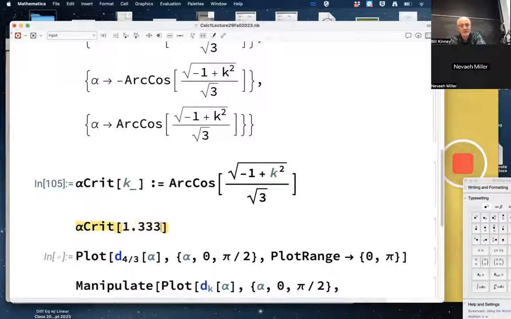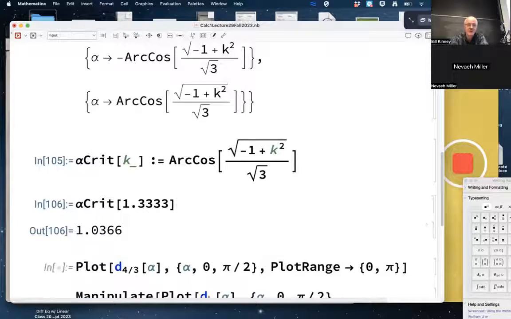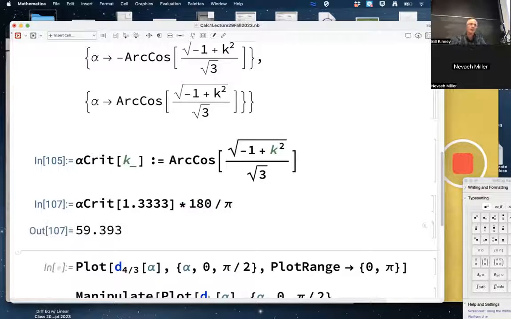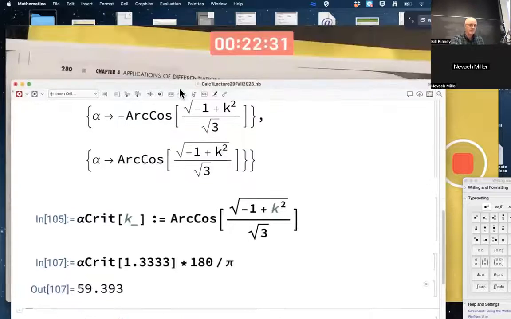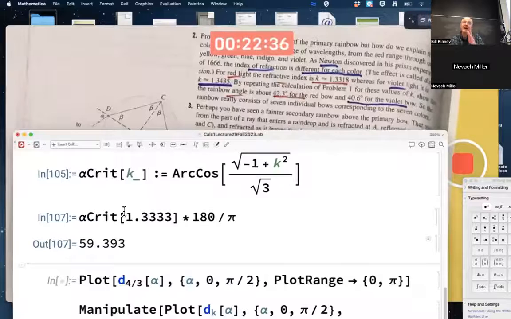So like 1.333, it's about 1.0366. I can also figure out what it is in degrees, multiplied by 180 over pi. There we go, about 59.4 degrees when you use K equals 4/3. Now we can quickly solve for these other values of K. For the final answer for the actual rainbow angle, we'd want to plug that into D and subtract from 180.